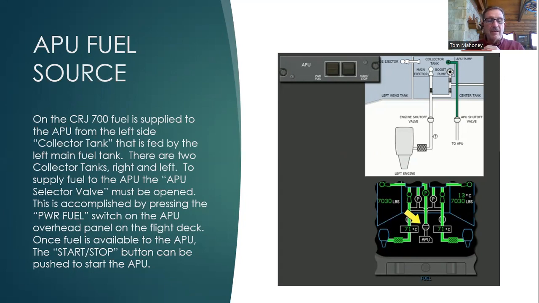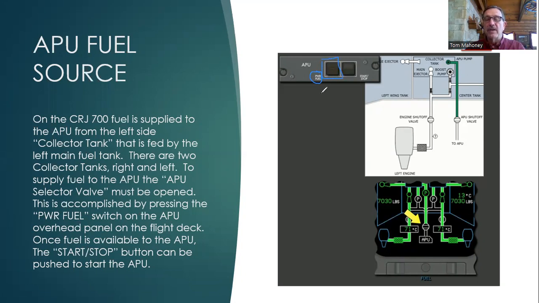On the flight deck, once the fuel is available to the APU, the start stop button can be pushed to start the APU. Now, of course, I said that the ECU controls all of this, so let's go through a little bit of what we're going to end up doing. Here we have the identifier for this button. That's the power fuel button.